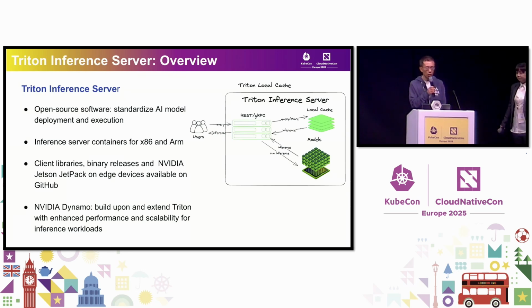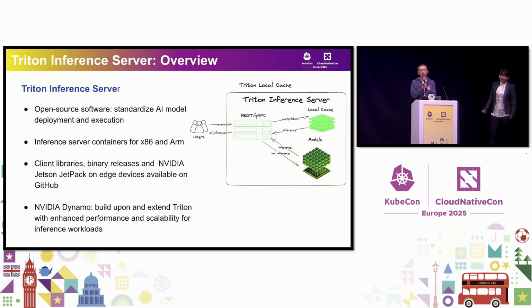Firstly, the Triton Inference Server is a very popular, open source inference server that can run a bunch of different models, from the typical popular models. It supports x86 and ARM. It also provides some client libraries and tools, including for running on edge and mobile devices. Recently, NVIDIA also announced an advanced version called Dynamo. It extends and optimizes Triton with advanced features for improved scalability and performance.